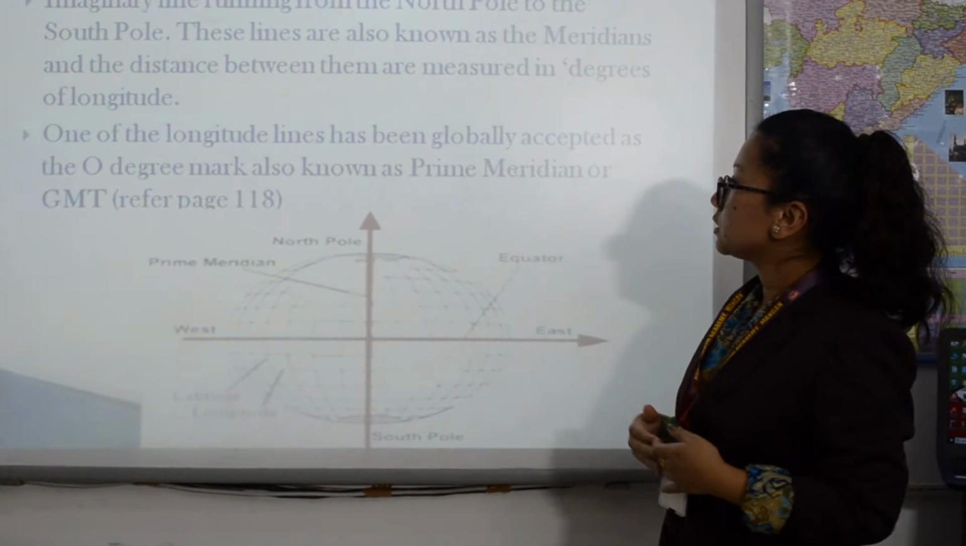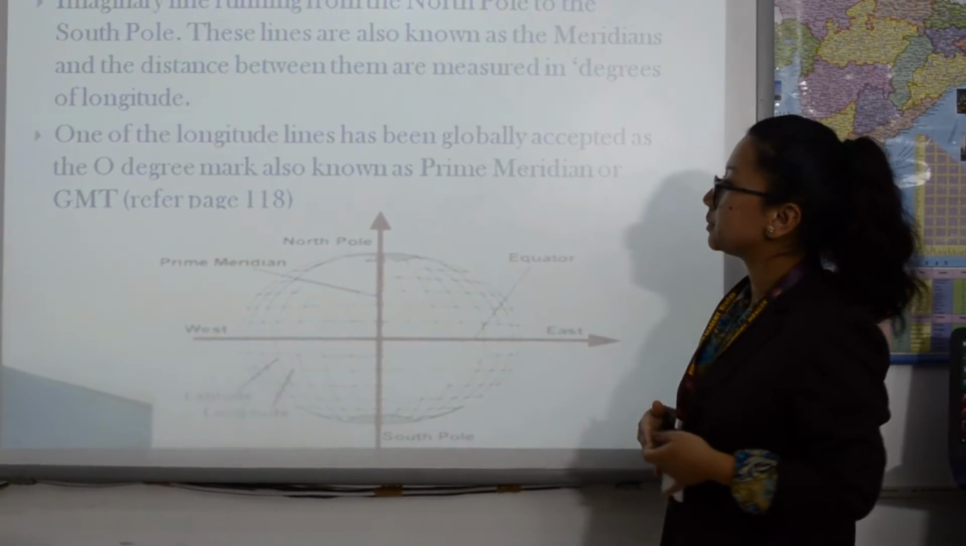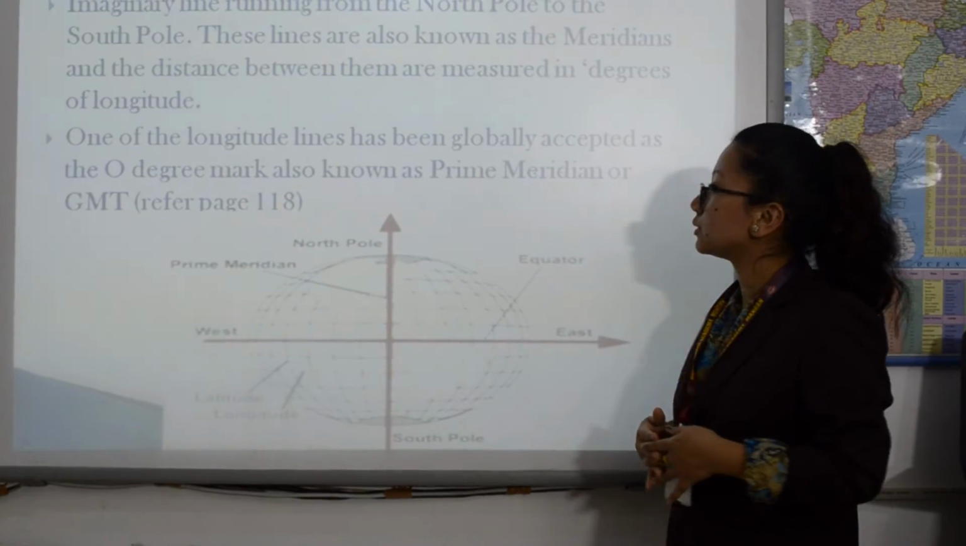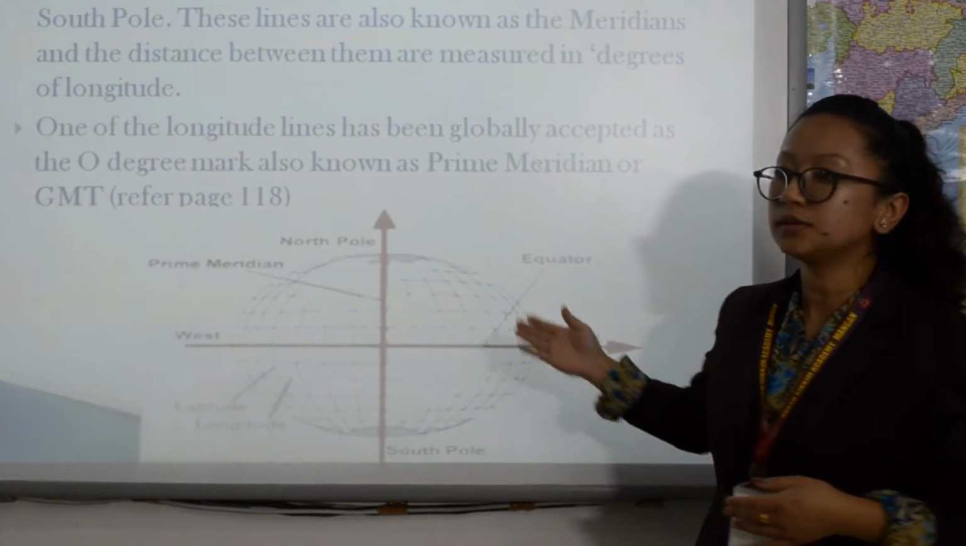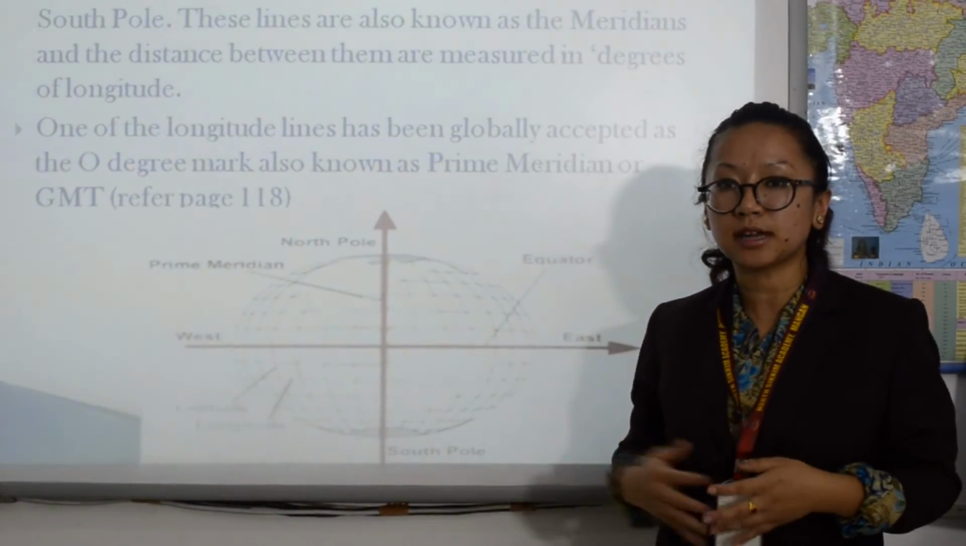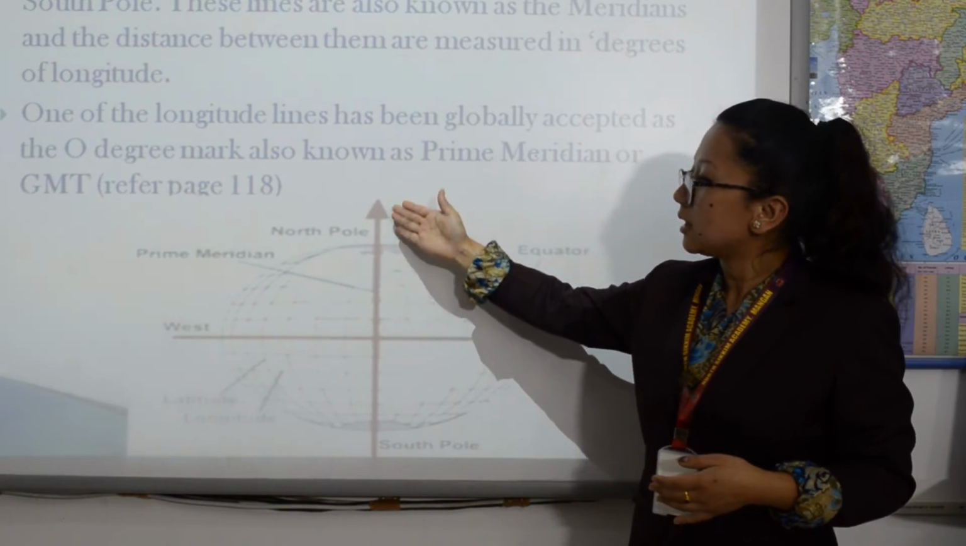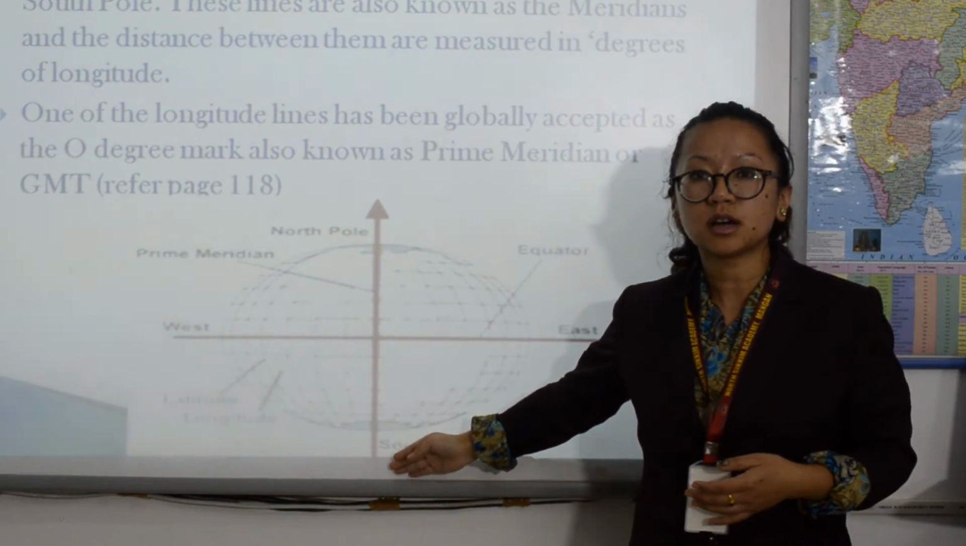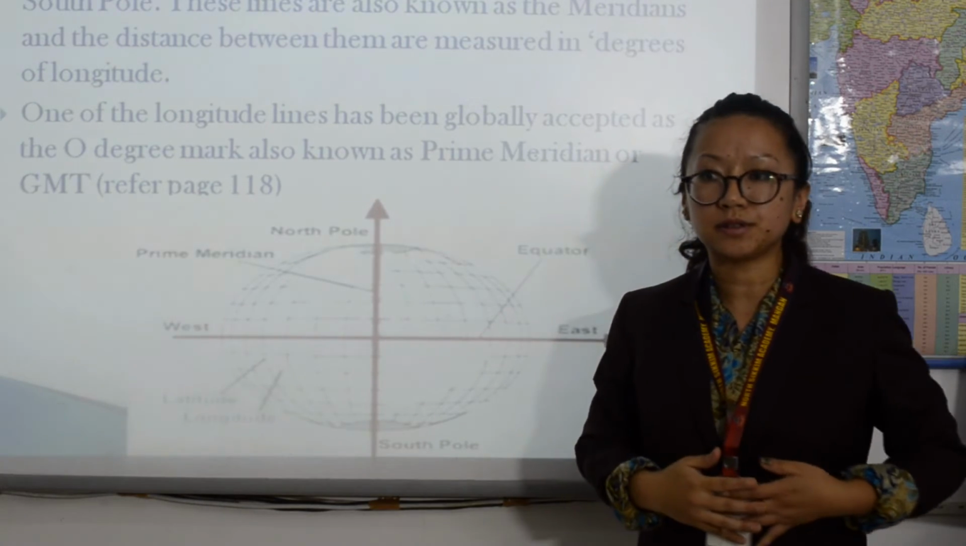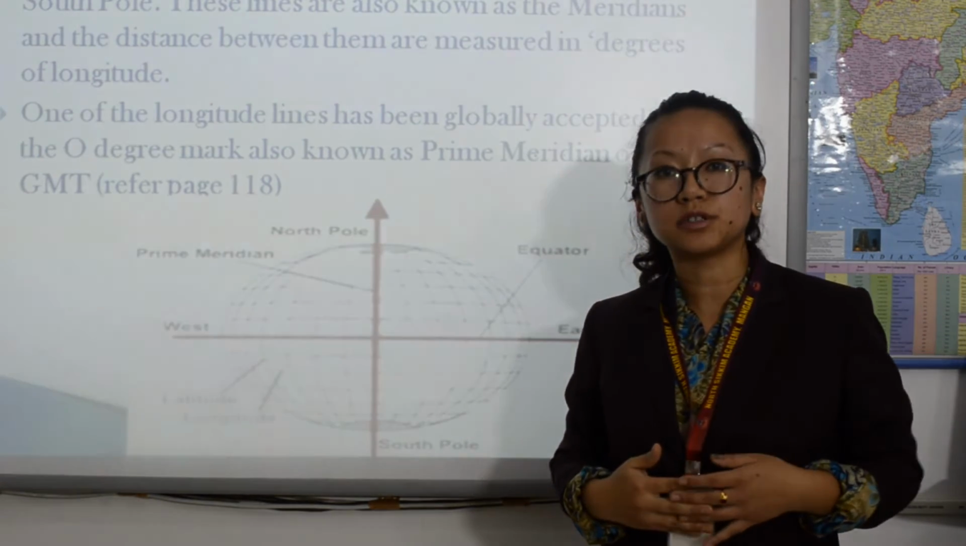One of the longitude lines has been globally accepted as the 0-degree mark, also known as the prime meridian or GMT, Greenwich Mean Time. As I discussed earlier, this red line crossing from the North Pole to the South Pole is known as the prime meridian or 0-degree longitude.